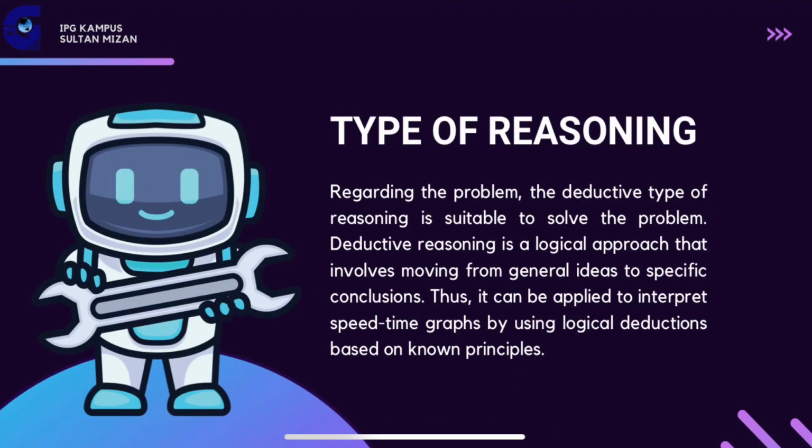We move to the next part, which is the type of reasoning. Regarding the problem, the deductive type of reasoning is suitable to solve it. Deductive reasoning is a logical approach that involves moving from general ideas to specific conclusions. Thus, it can be applied to interpret speed-time graphs by using logical deductions based on known principles.